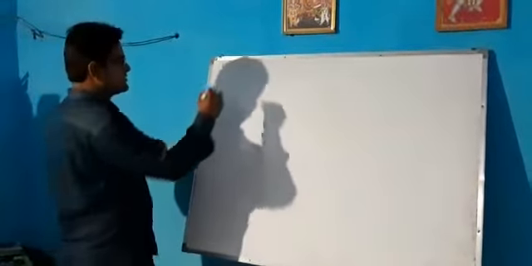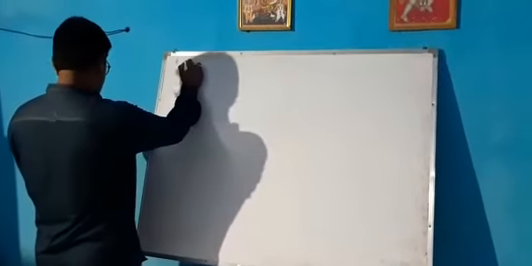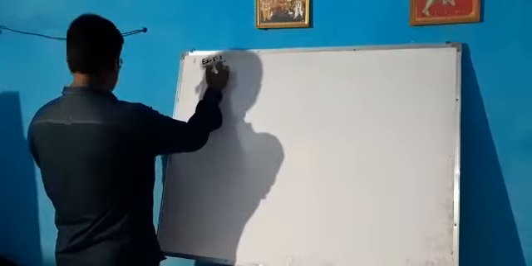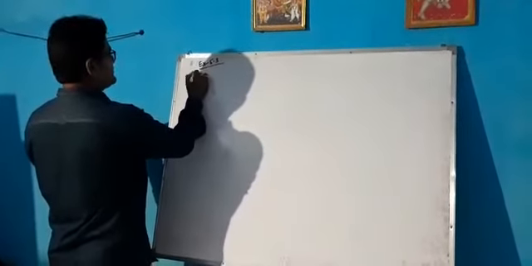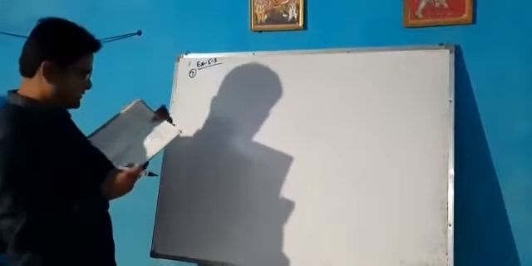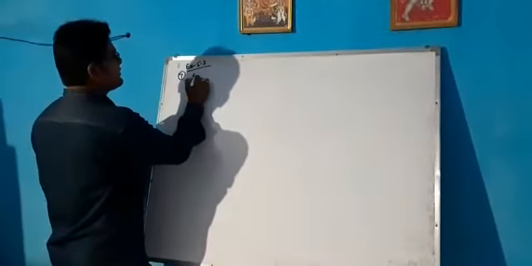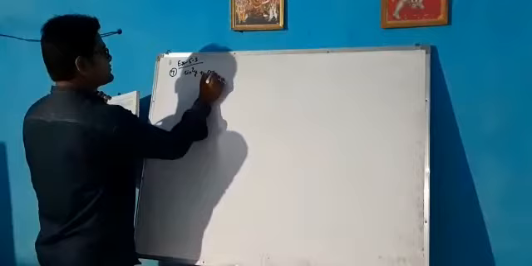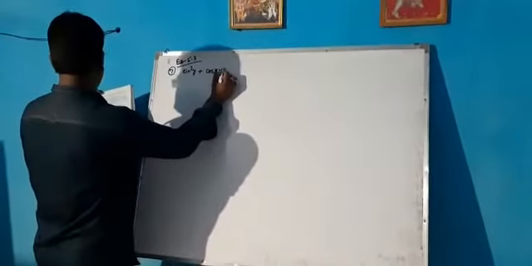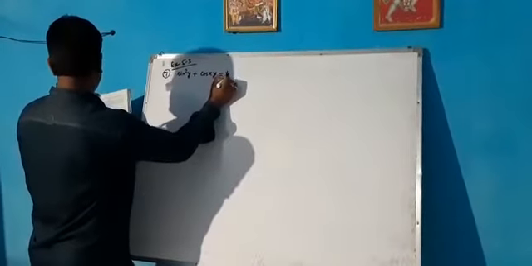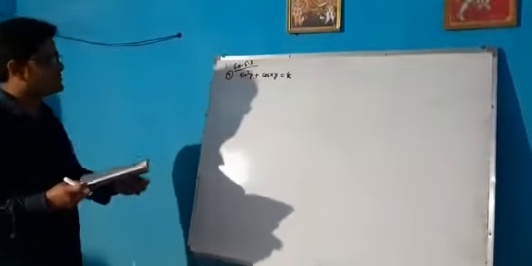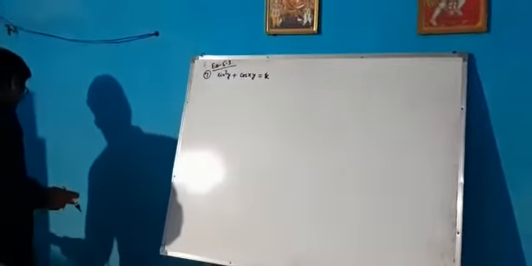First question I am choosing from implicit functions. So it is exercise 5.3, question number 7, implicit function. See, sin square y plus cos xy is equal to k. Sin square y plus cos xy is equal to k. This is your question. Now, how to solve it?